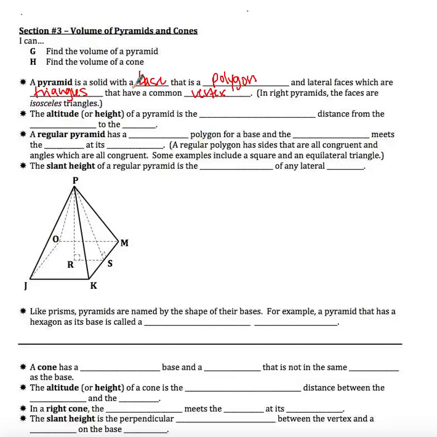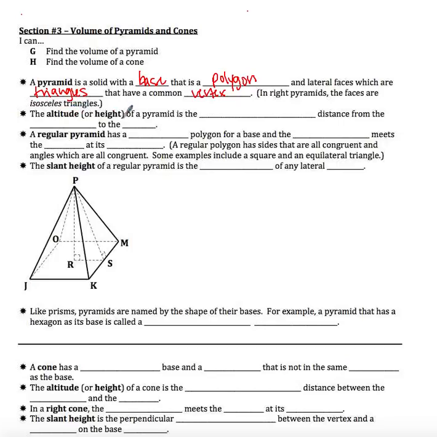So a pyramid is a base that has a shape that has three or more sides. Its lateral faces, which are the faces on the outside, are going to be triangles, and they're all going to meet at a point at the top, which is what we call the vertex. In right pyramids, the faces are isosceles triangles. So that's just a little bit of extra information.